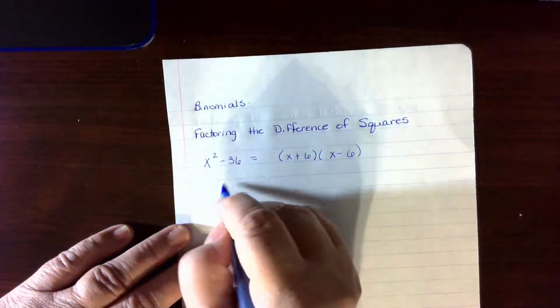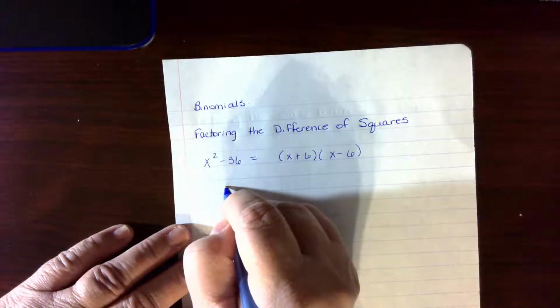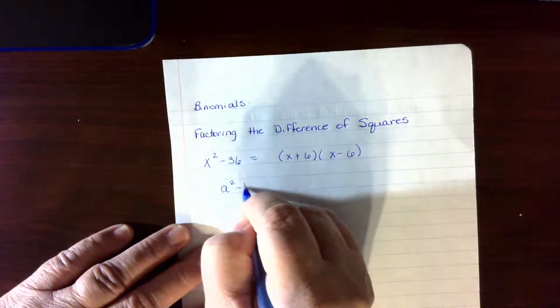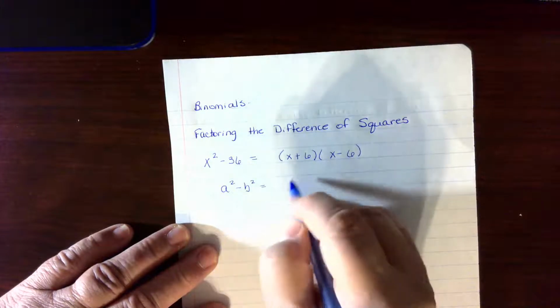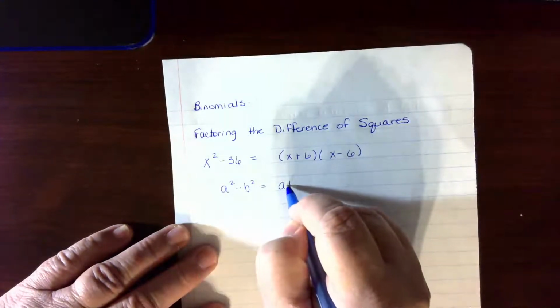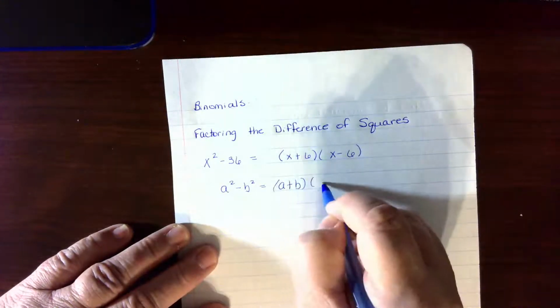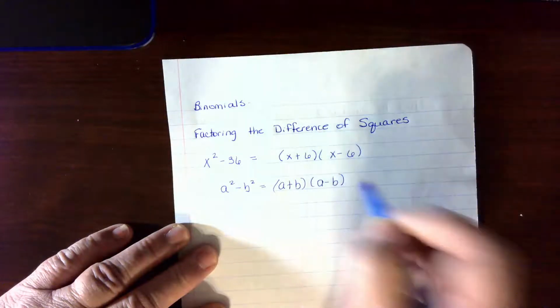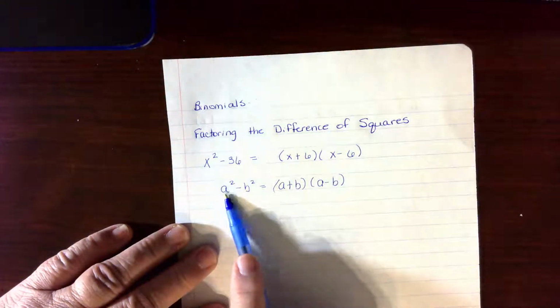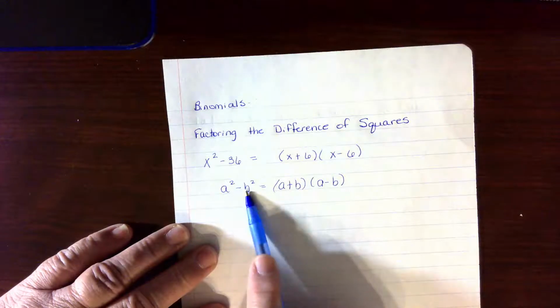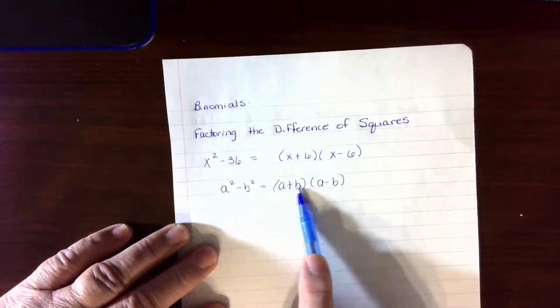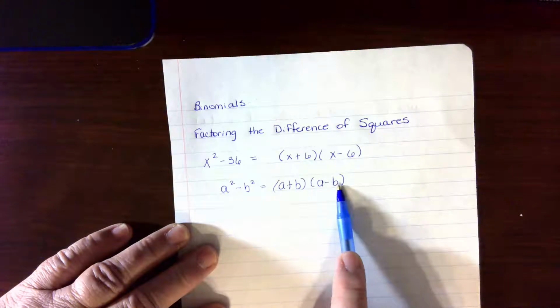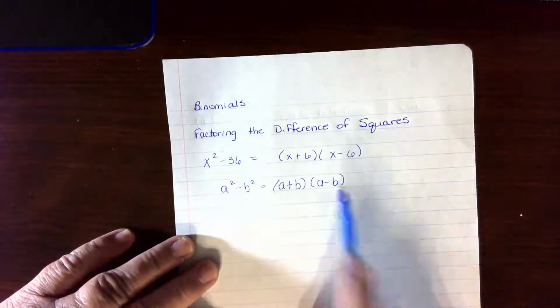So what you want to write on your factoring strategy paper is that a squared minus b squared is equal to a plus b times a minus b. That is, when you factor the difference of squares, it's the sum of the two square roots and the difference of the two square roots.